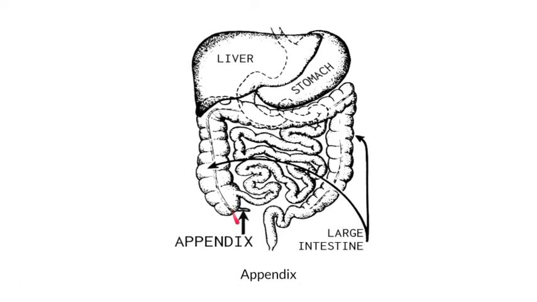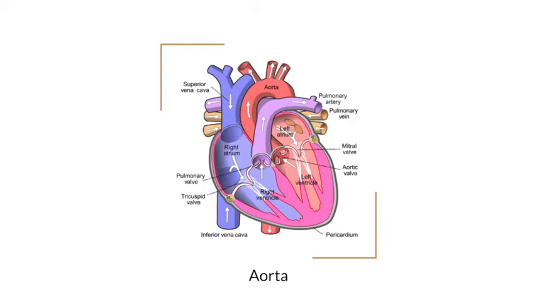Appendix is a small tube located near the junction of small and large intestine. You can see the red point here. This is where the appendix lies. In our body, it's on the right lower quadrant of the abdomen. And the function of this we do not really understand right now. However, this part may get inflamed, which is called appendicitis, and if it bursts open, it can really cause infection in the body.